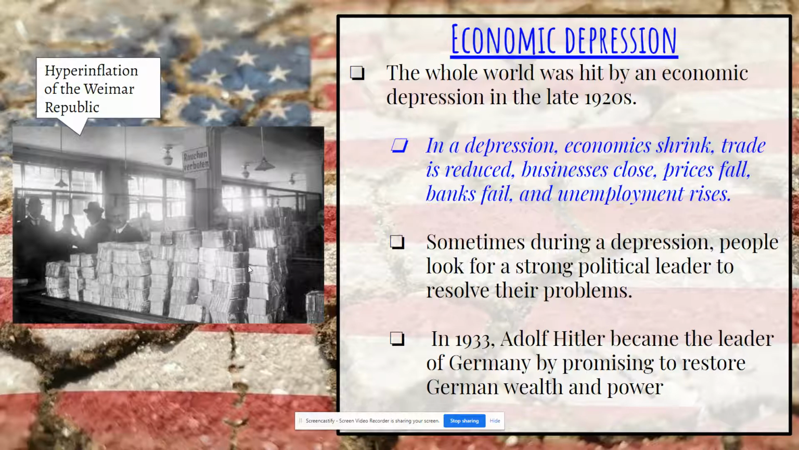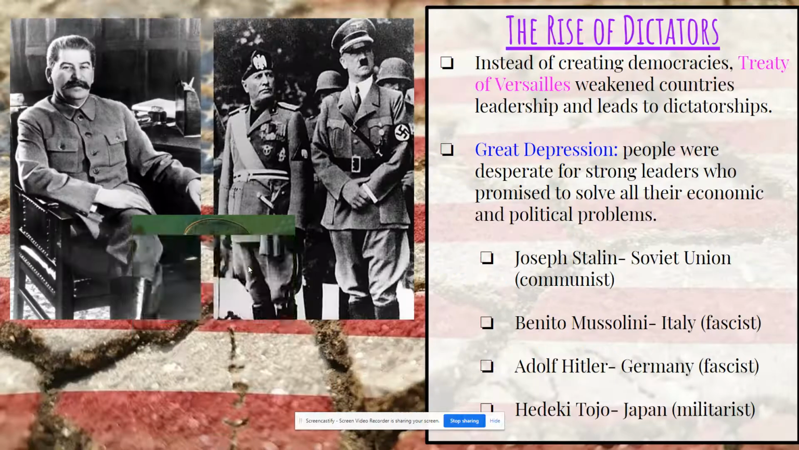Sometimes during a depression, you're unemployed. When you're unemployed, you may lose your home, and when you lose your home, you're on the streets. And if you're on the streets and you don't have a job, can you really afford to feed yourself? No. So you will literally turn to anyone that's going to alleviate those problems. Just like it says in bullet number 3, sometimes during a depression, people look for a strong political leader to resolve their problems. And in 1933, Adolf Hitler became that leader. He promised to restore German wealth and power.